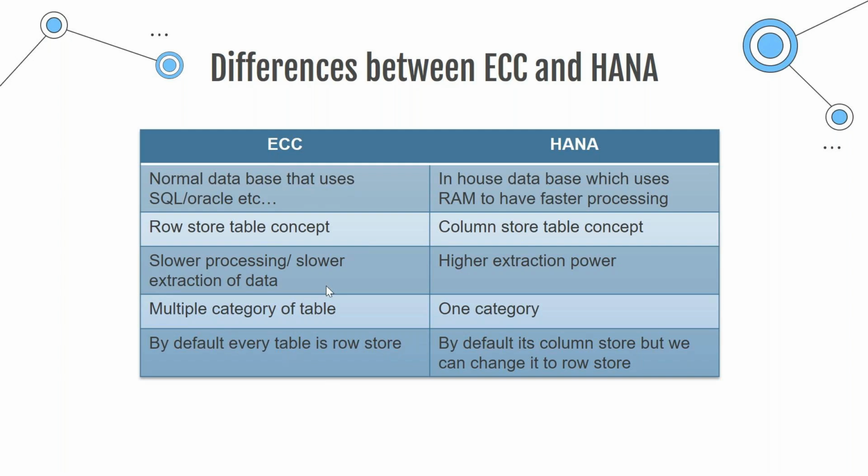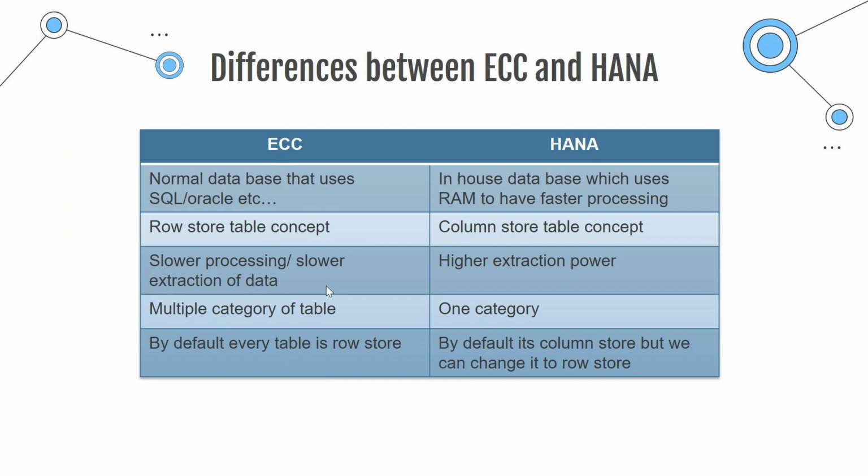Then in ECC, we have different categories of tables. A table is nothing but a database table. Basically, all data that we want to store on the database will be stored in the form of tables. Those are called database tables. We'll talk about that in detail when we get into the second chapter, that is data dictionary. In there we will create our own database tables, custom tables and all that stuff. At that time you will get more clarity on this particular point.